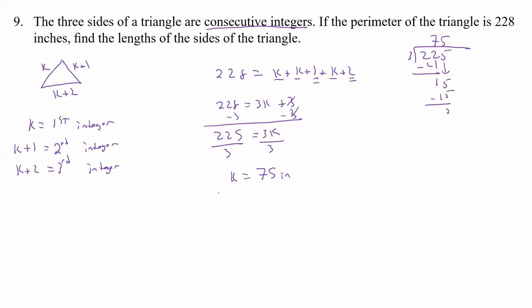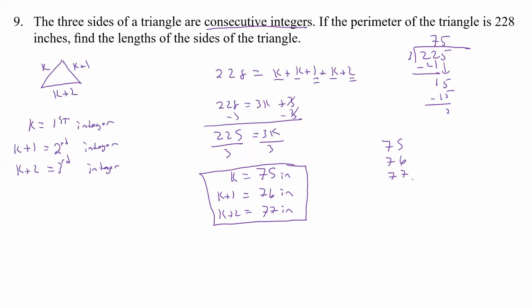Well, the second side then is k plus 1. That's 76 inches. And then k plus 2 is 77 inches. And so those are the sides of our triangle. Are they consecutive integers? 75, 76, 77? Yes. Now, did they add up? 75, 76, 77. Add. That's 11 plus that. That's 18. Carry 1, 21, 22, 228. Well, that matches. So yes, those are the correct consecutive integers for this triangle.